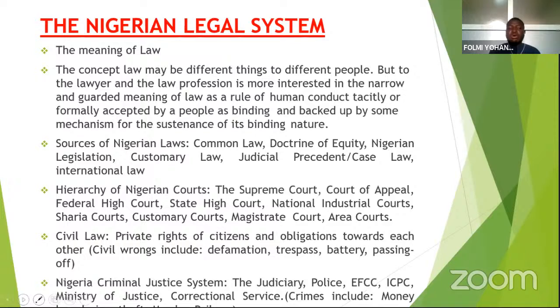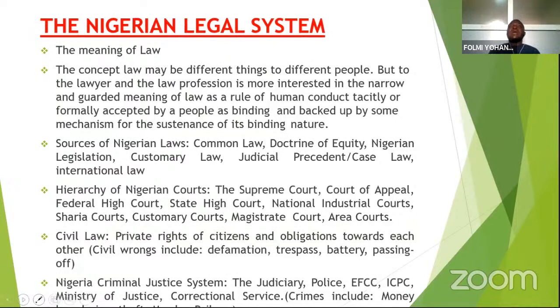Then we have what we call international law. International laws are laws that govern relationships between countries, different states of the world. So these laws also form part of our laws. For instance, we have treaties, customs and conventions. Some of these customs and conventions we've also domesticated, because the Constitution of Nigeria says that for any international law to be applicable in Nigeria, it must be domesticated.